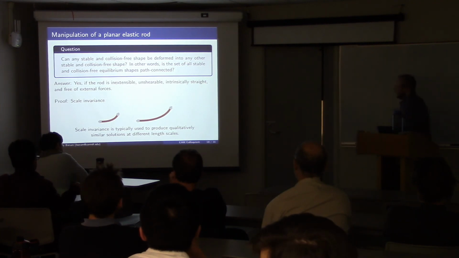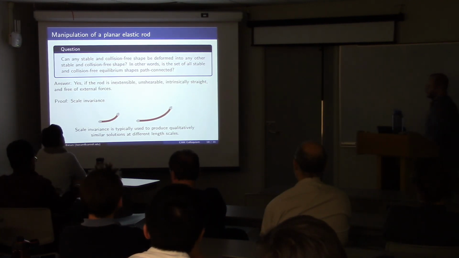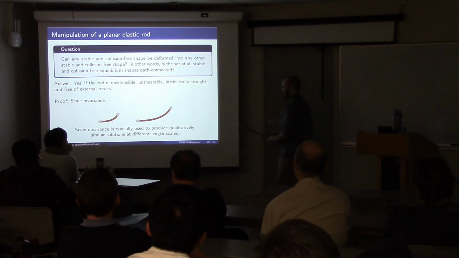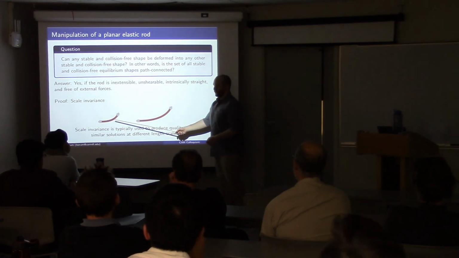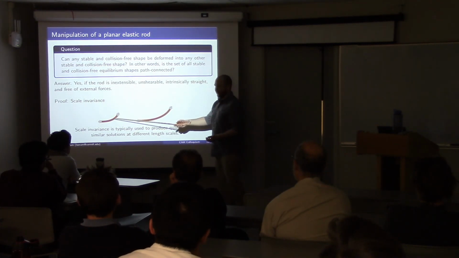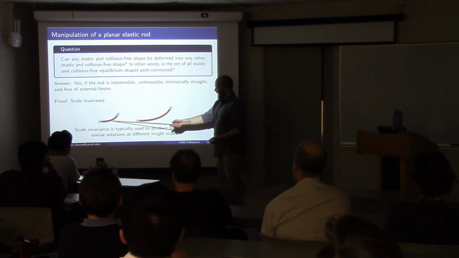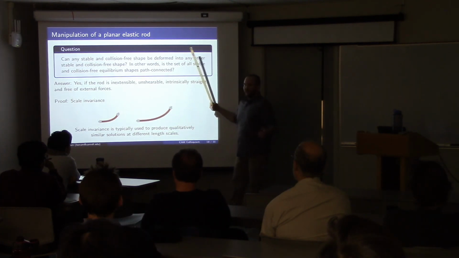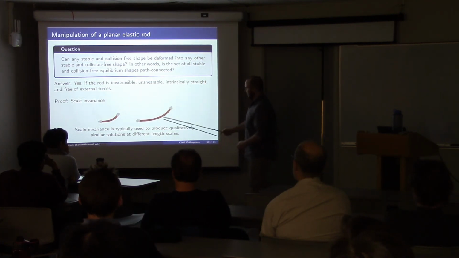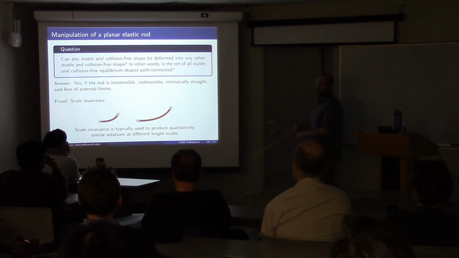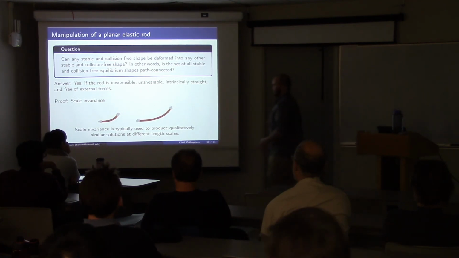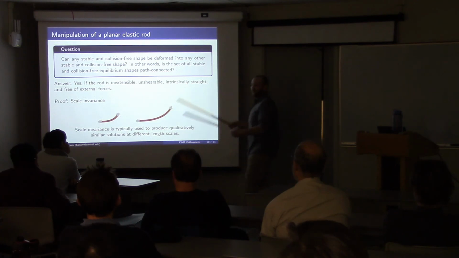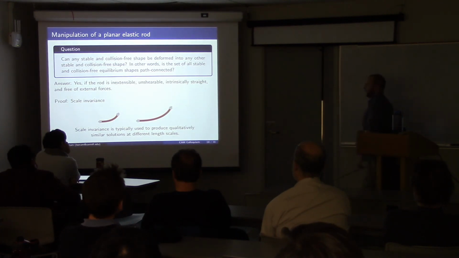And the way we're going to do that is we're going to use scale invariance. So this is how I typically think about scale invariance. If I have a solution of some system, in this case it's the equations that describe the rod, I can take this solution and dilate it up or down and get a qualitatively similar solution but at a different length scale. So here I've taken this rod and I've dilated it by 2, so I've doubled the size. It's qualitatively the same shape.